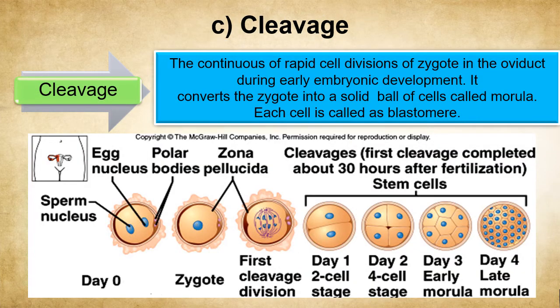Cleavage is the continuous rapid cell divisions of the zygote in the oviduct during early embryonic development. It multiplies the number of cells, but not their size, until it becomes a solid ball of cells called morula. It is still surrounded with zona pellucida. Each cell is called a blastomere.